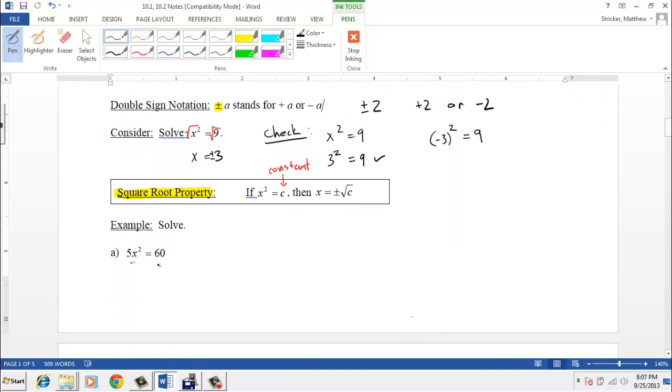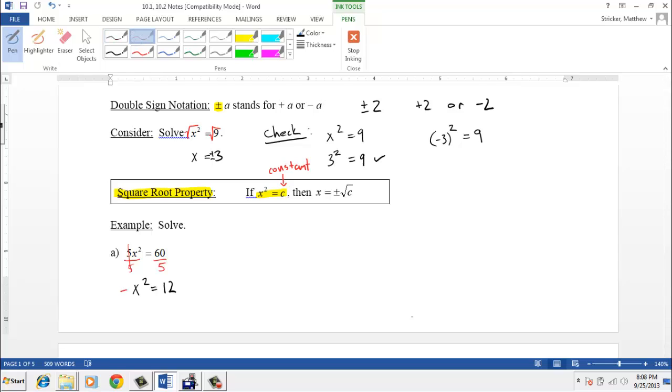If I have something like 5x squared equals 60, the very first thing we want to talk about is getting it in the form that allows us to use the square root property. The form that we need is x squared is equal to some constant, which we don't currently have. We need to get the x squared by itself, and the thing we've talked about a lot is isolating. So if we isolate by dividing both sides by 5, that does give us the form we need, x squared equals 12.